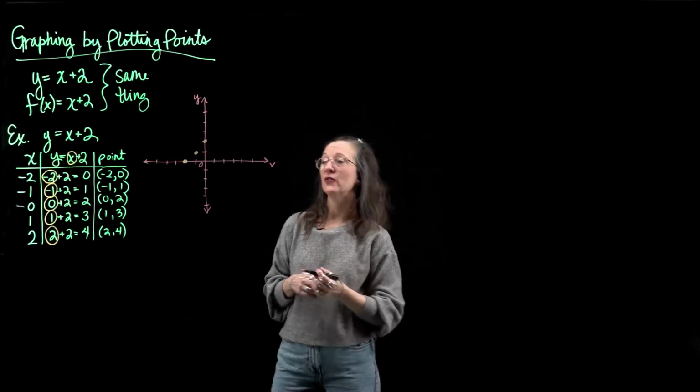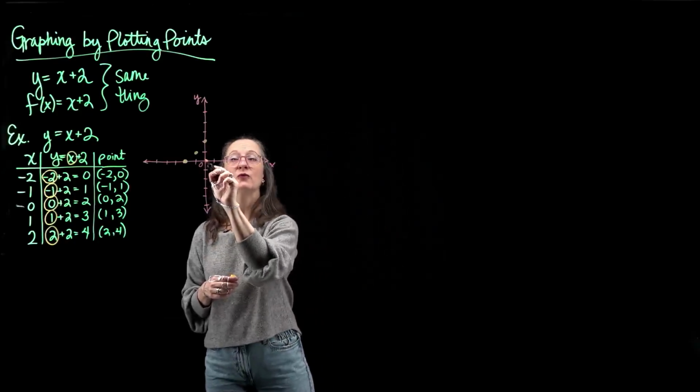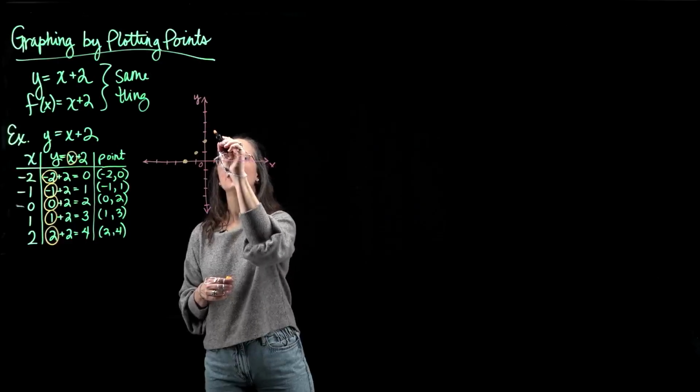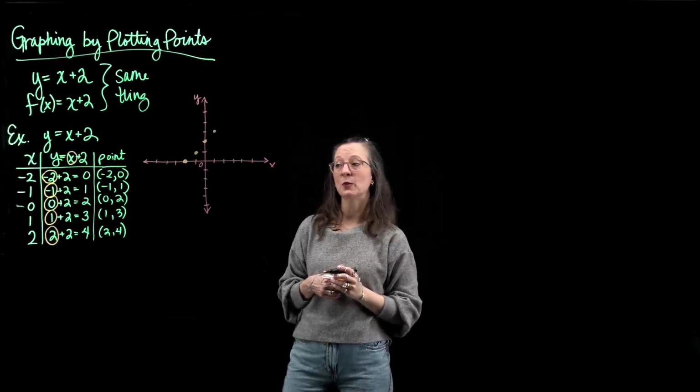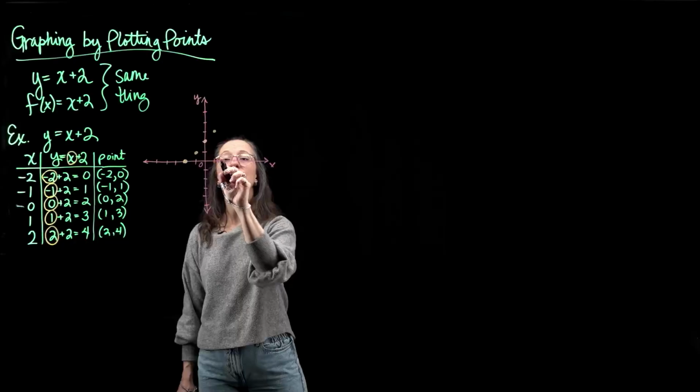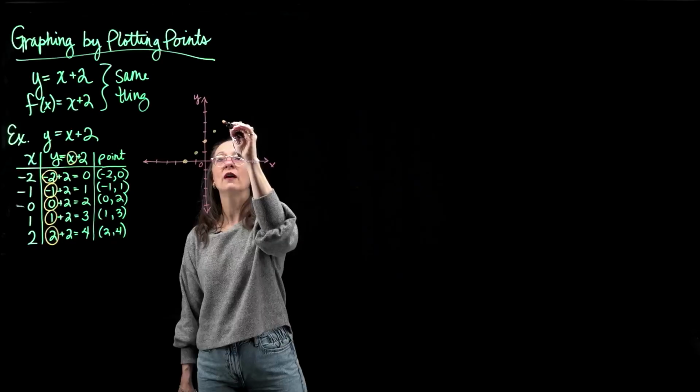My next point is 1, 3, so I'll start at the origin. I'll move 1 to the right and 3 up and put a point. And then the last one is the point 2, 4. So starting at the origin, 2 to the right and 4 up.